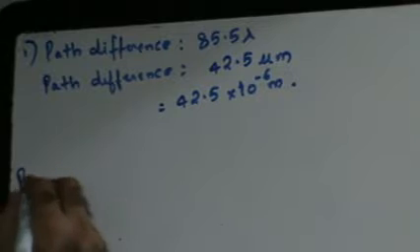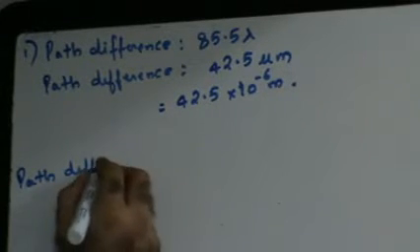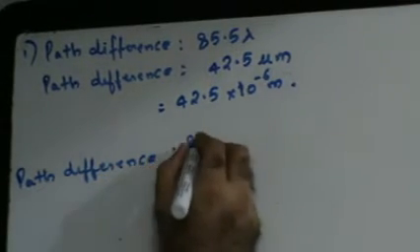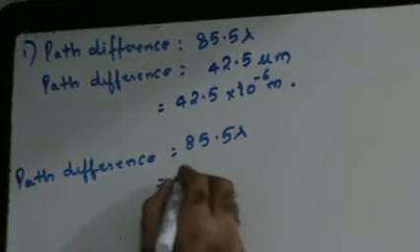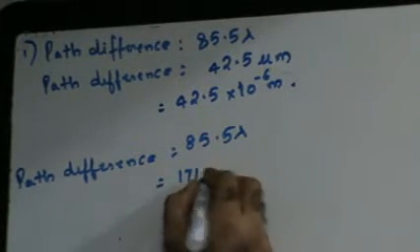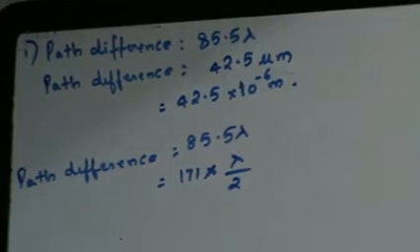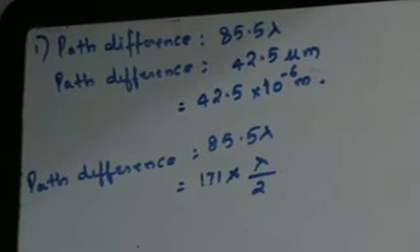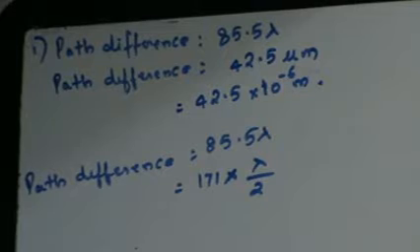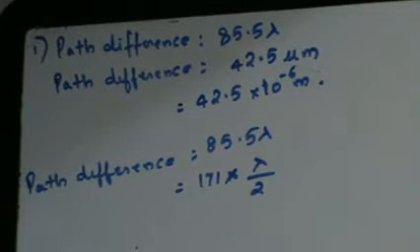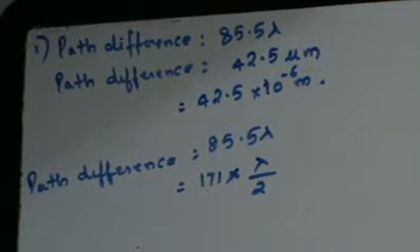Now guys, I can say that the path difference is 85.5 lambda, which can be written as 171 into lambda by 2, multiplied by 2 and divided by 2. Why do I do that? Whenever you have a decimal number, multiply by 2, divide by 2. In simple language, especially for those of you doing CET, you generally get this question in CET also. Is the point bright or dark? If you have a path difference with a decimal figure, it's a dark point. If it's a whole number, it's a bright point.